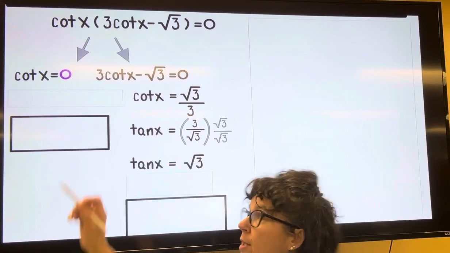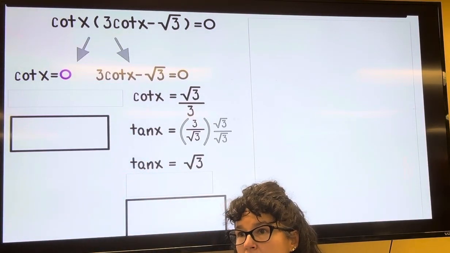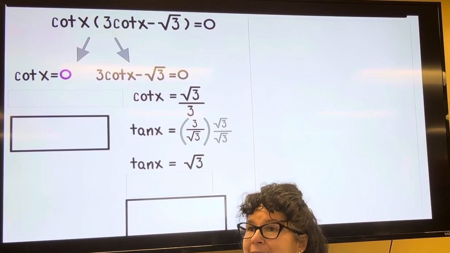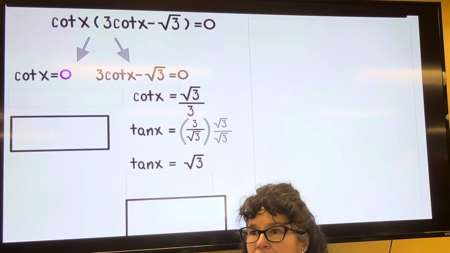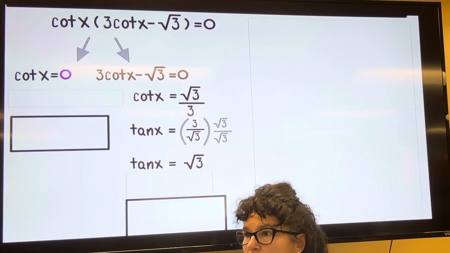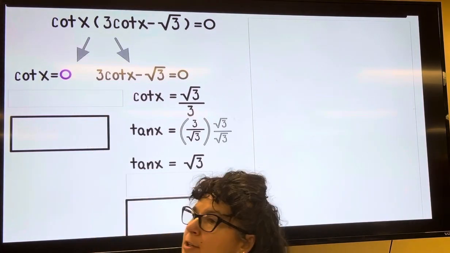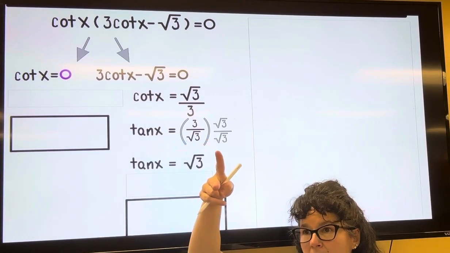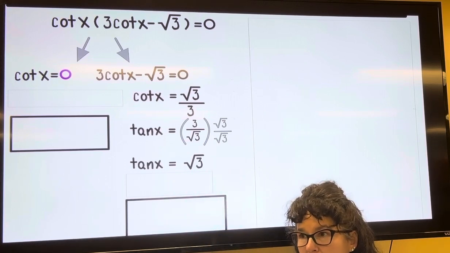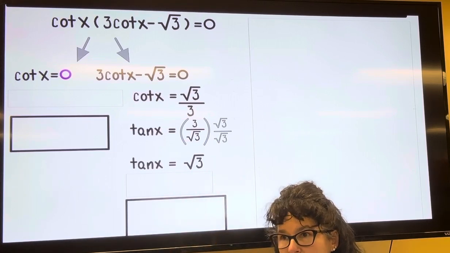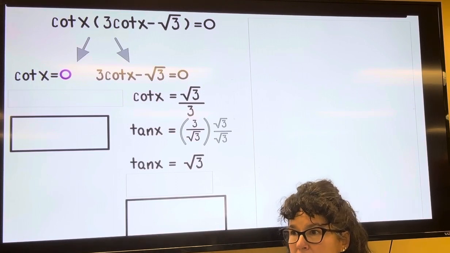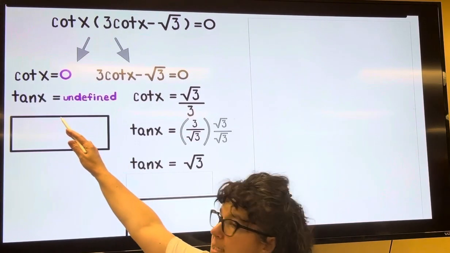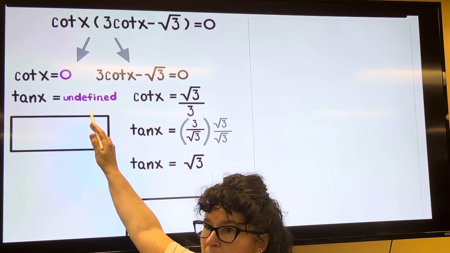Now this one's a little trickier. When I go to the reciprocal, what's the reciprocal of 0? Well, think of any fraction that has an answer of 0, like 0 over 5, 0 over 9, 0 over any number is equal to 0. So if I turn that into, say, 0 over 5, the reciprocal of 0 over 5 is 5 over 0. It's undefined. The reciprocal of 0 is undefined, and the reciprocal of undefined is 0. So I'm turning that into tangent by taking the reciprocal.